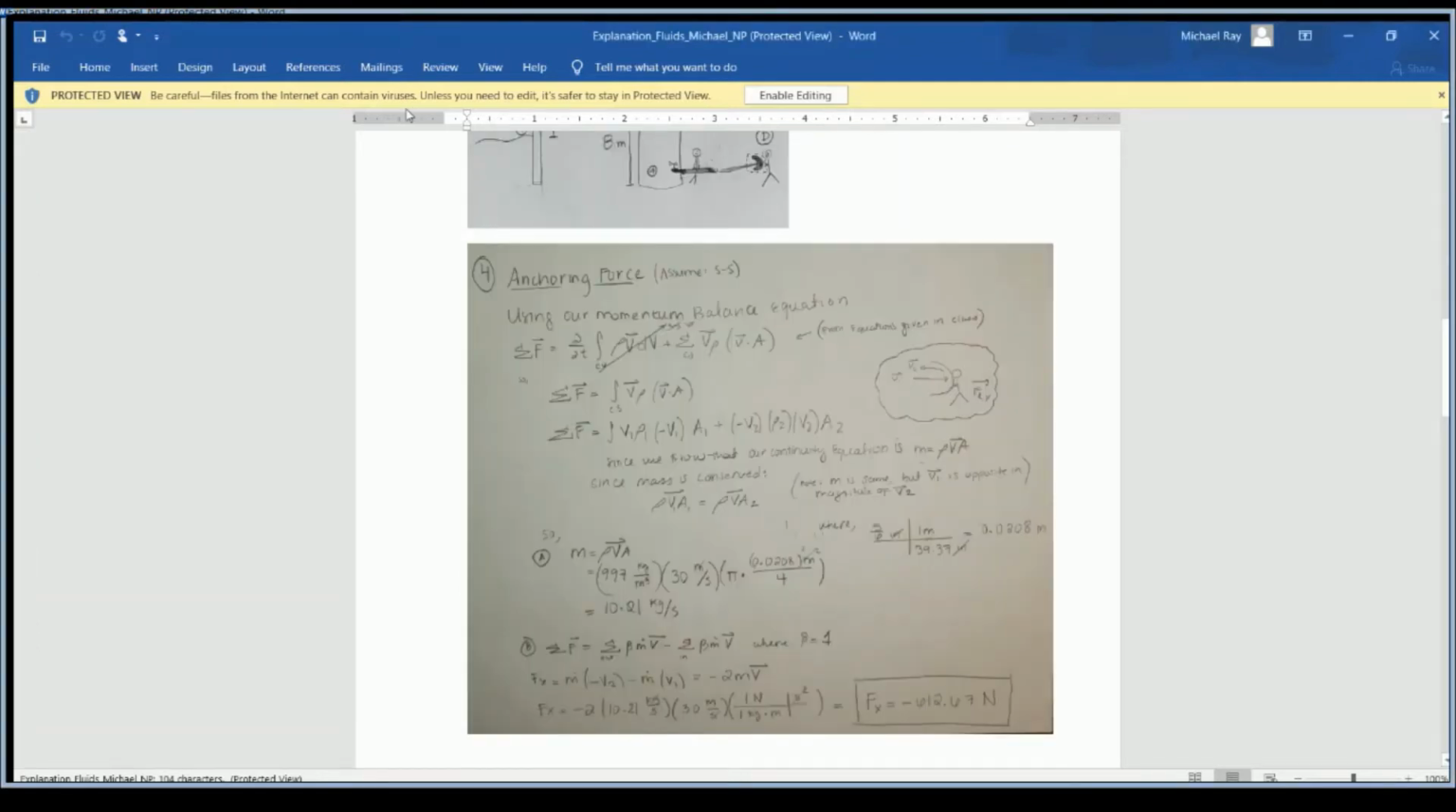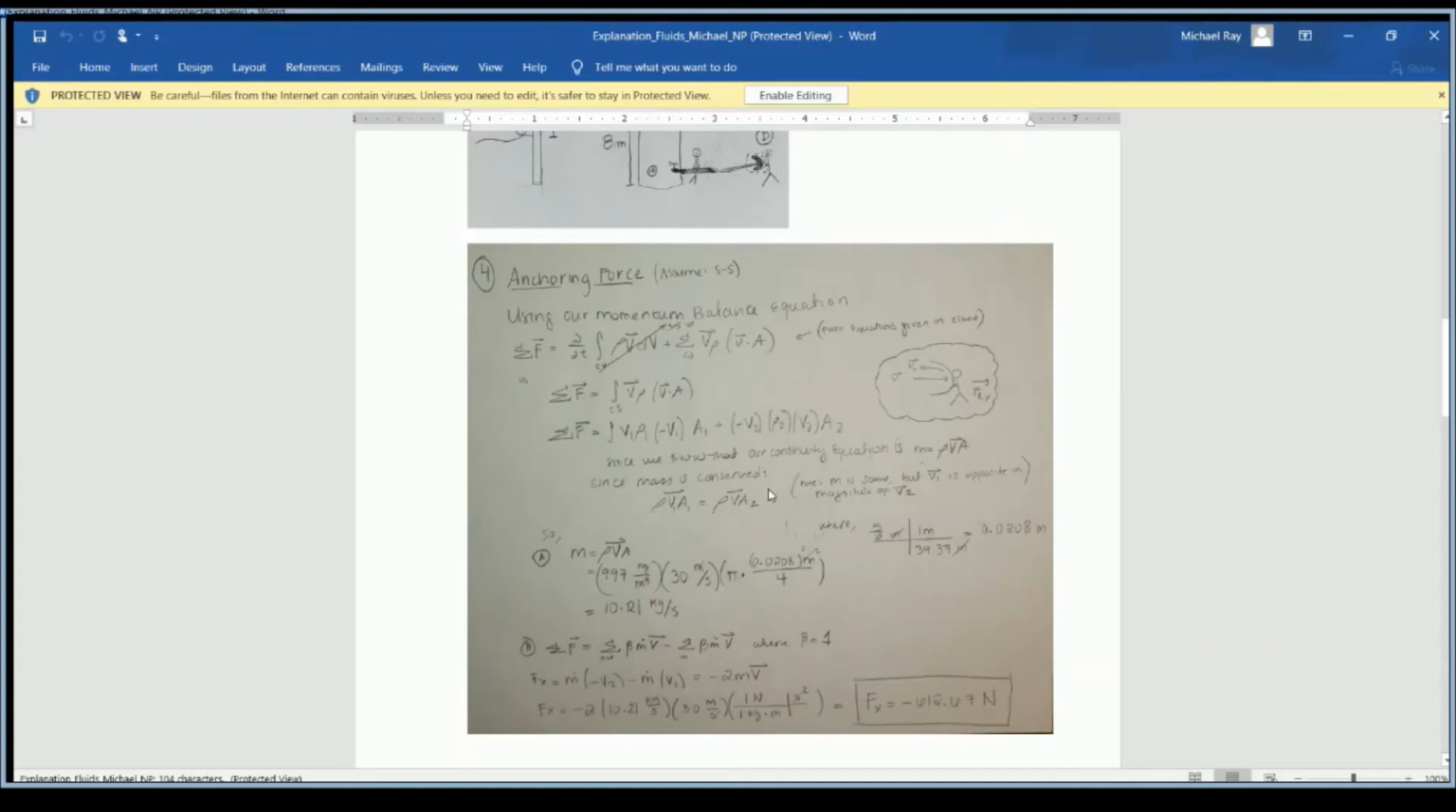And now for the second part, our linear momentum, we find the anchoring force. So this ends up being the force that's pushing against there, which is the velocity times the density times the velocity of the individual and the area. And we also have the second velocity of the water coming out, which is providing a force in the other direction. So we account for both of these.